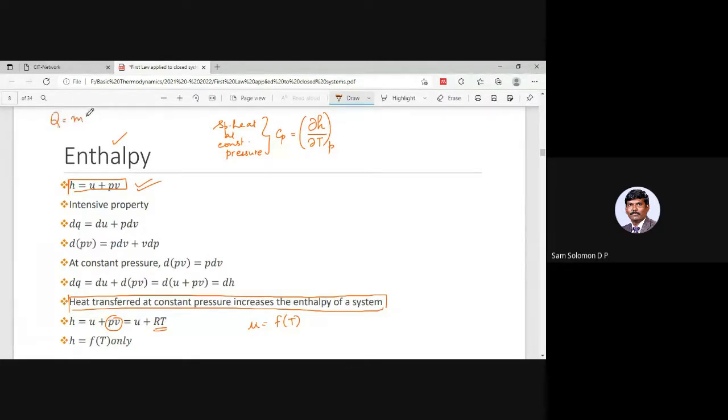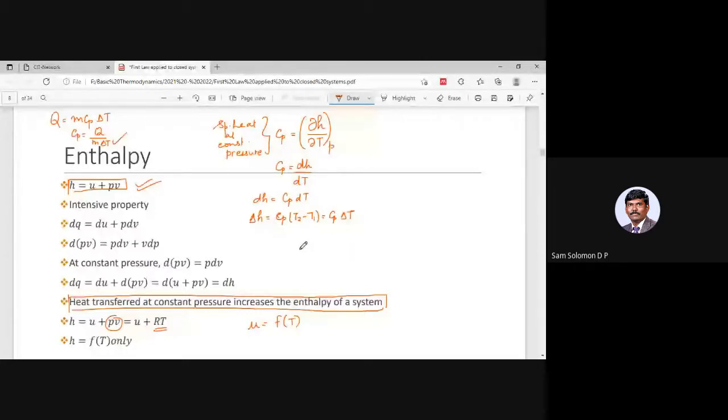A similar kind of definition you can use. Q is also represented as m Cp delta T. So your Cp is Q divided by m times delta T. Just like we did for Cv, we can do it here also. So you can write this Cp as dH by dT, and so you can say dH is Cp times dT, or delta H is Cp times T2 minus T1, or Cp times delta T. So just like we did there, you can also do over here.